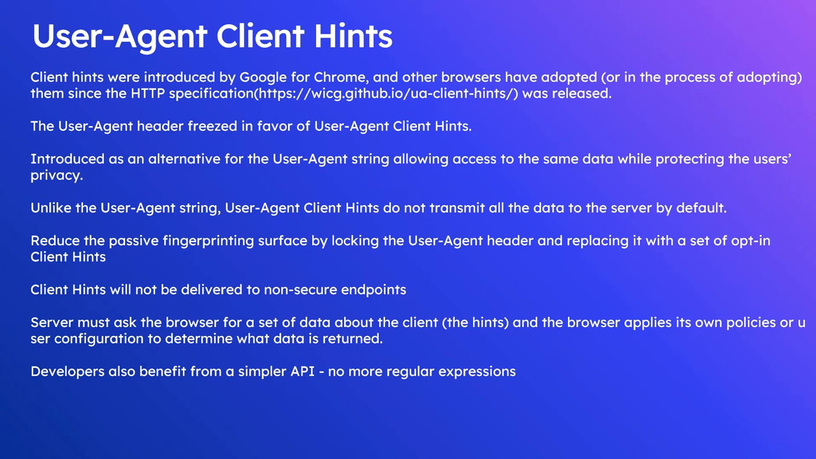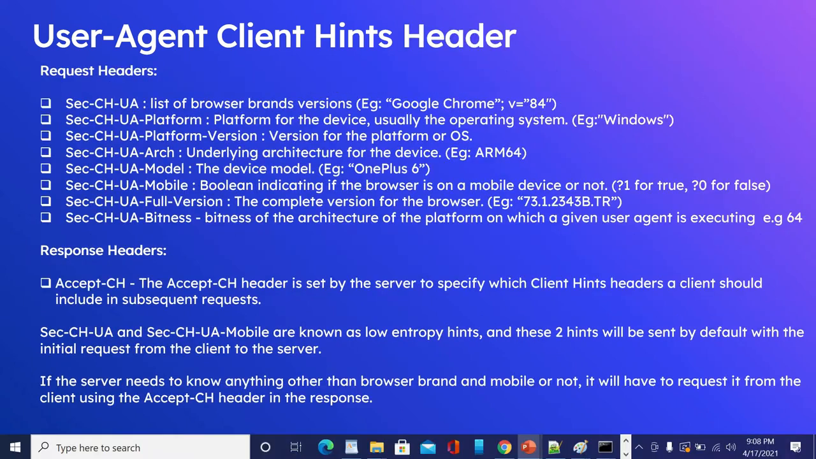The server asks the browser for a set of data about the client. The browser applies its own policies or user configurations to determine what data is returned. Developers also benefit from a simpler API, no more regular expressions. As we discussed, to parse the user agent header we need to write complex regex expressions, but no more of that is required. Let us now see the user agent client hints headers.